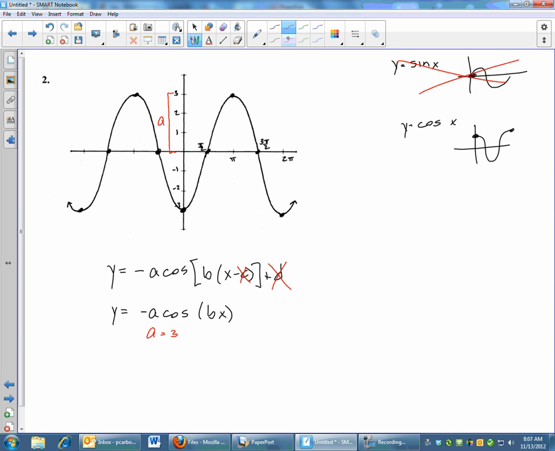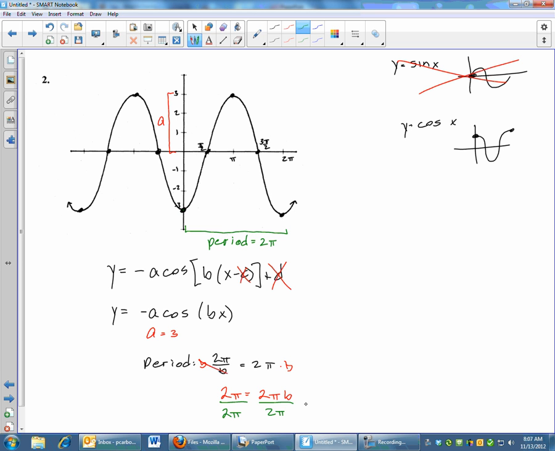And I will use the period to get my b, just like I did before. I start down here and I complete my first period from 0 to 2 pi. So I can tell that my period is 2 pi. And remember, the formula for period is 2 pi over b. So my period, 2 pi over b, has to equal 2 pi. And then we'll solve that equation. Multiply both sides by b, and those cancel. 2 pi equals 2 pi b, and then we will divide by 2 pi.